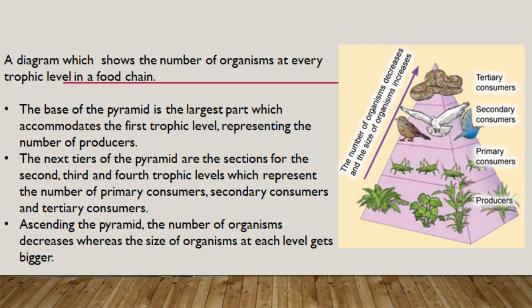The next tiers of the pyramid are the sections for the second, third, and fourth trophic levels, which represent the number of primary consumers, secondary consumers, and tertiary consumers. Ascending the pyramid, the number of organisms decreases, whereas the size of organisms at each level gets bigger.